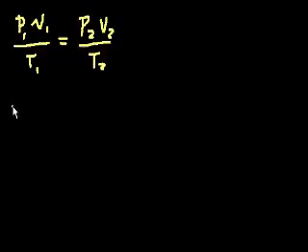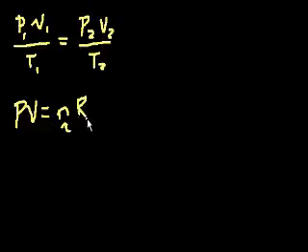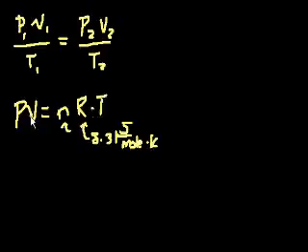And the other thing you should remember is that pressure times volume is equal to N, where N is the number of moles, right? A mole is like a number like a dozen, but a mole is a huge number, 6 times 10 to the 23, times R. R was the universal gas constant. I think it's 8.31 joules per mole Kelvin, times the temperature. And remember, just to be safe, always convert to Kelvin first.